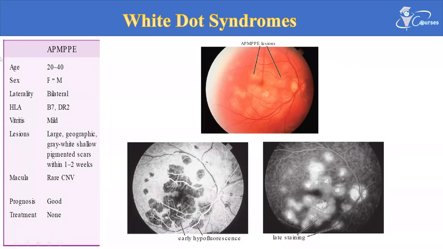It is acute posterior multifocal placoid pigment epitheliopathy. So every word here counts for a specific feature. It is presenting acutely, at the posterior pole. It is multifocal, with multifocal lesions. Placoid, it will take the form of plaque, so it will be disc-shaped. Pigment epitheliopathy, the affection will be at the level of the retinal pigment epithelium, or inflammation of the retinal pigment epithelium.